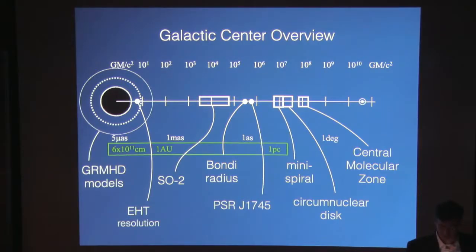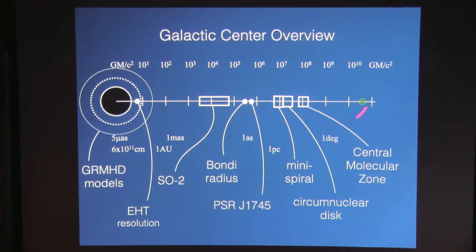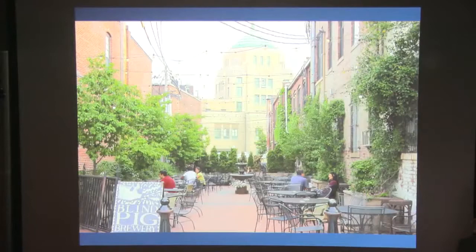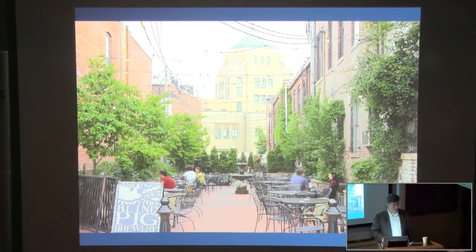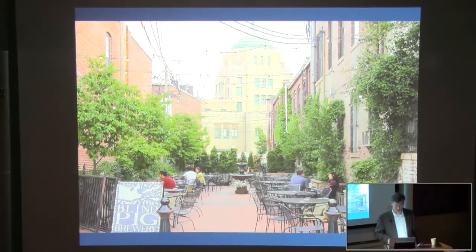And one parsec out here at millions of m. Okay, so I'm going to start where we are, which is out here at 4 × 10⁻¹⁰ gravitational radii from the black hole. This is Champaign Urbana. This is my favorite place in downtown Champaign, and I'd be happy to take any visitors there when you come out. So here we are at 4 × 10⁻¹⁰ GM over c squared from the central black hole.